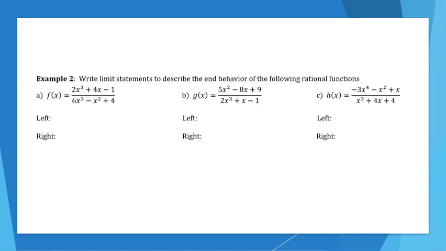All right, example number 2. Write the following limit statements to describe the end behavior of the following rational functions. Taking a look at the first one, those are our leading terms. This is equally heavy, so it should simplify to 2 over 6, which is 1/3. So our left-hand limit statement is going to be the limit as x approaches negative infinity, right, as we go to the left, of f of x equals 1/3. And the same for the right.